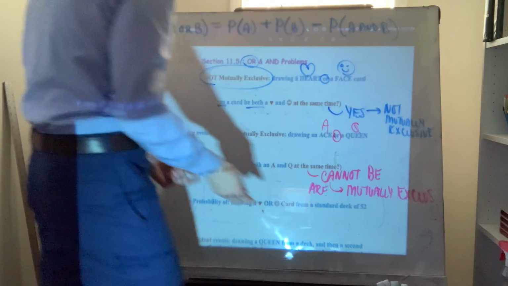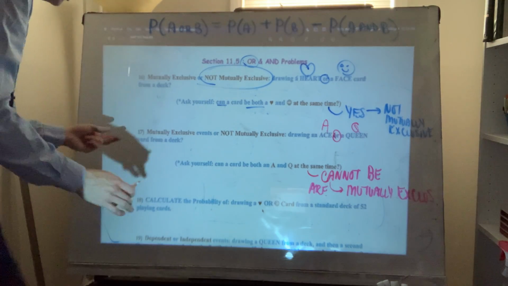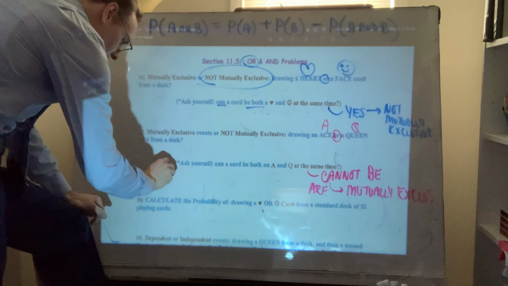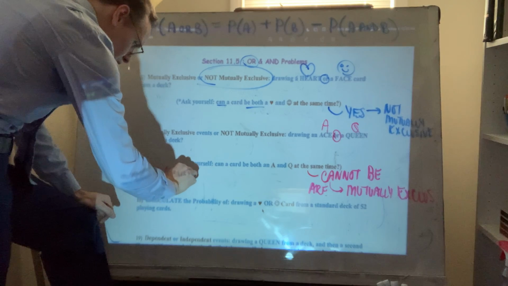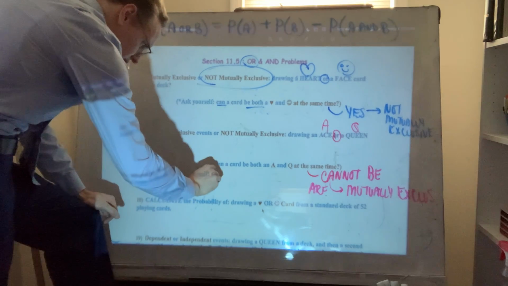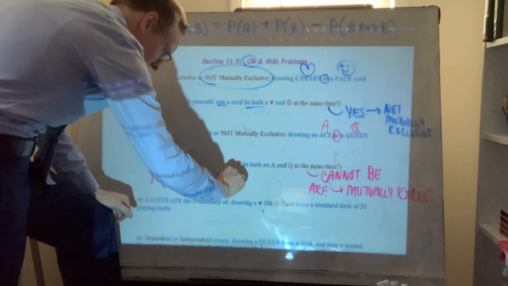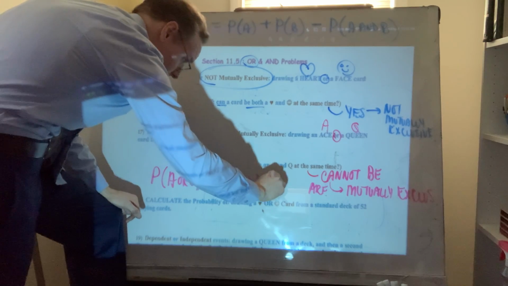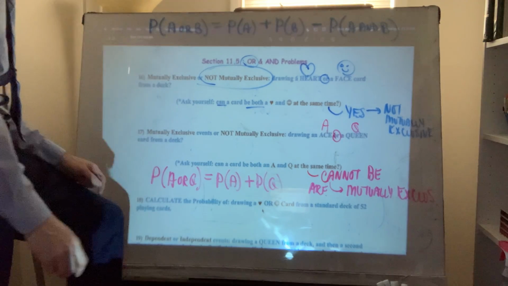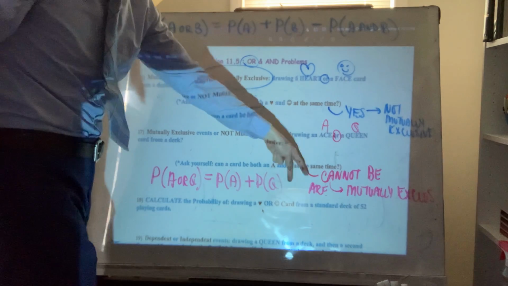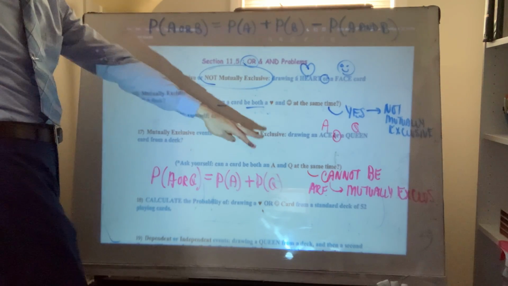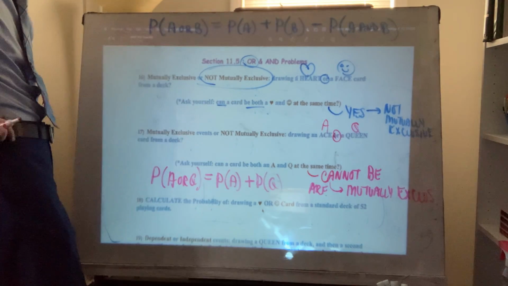And that would limit the formula that you elect from. The probability of an ace or Q would be the probability of A by itself plus the probability of Q, queens, by itself. No third term, no subtraction, because mutually exclusive is just adding.